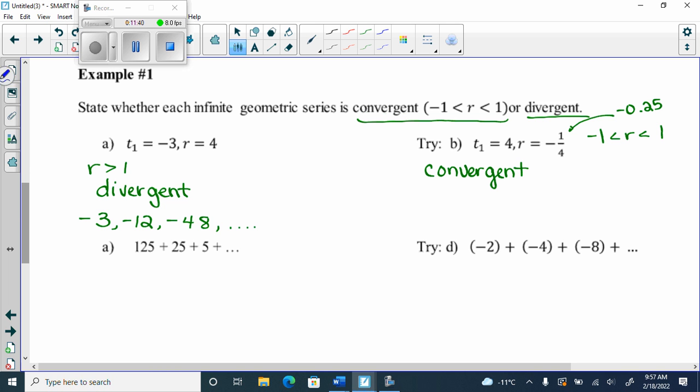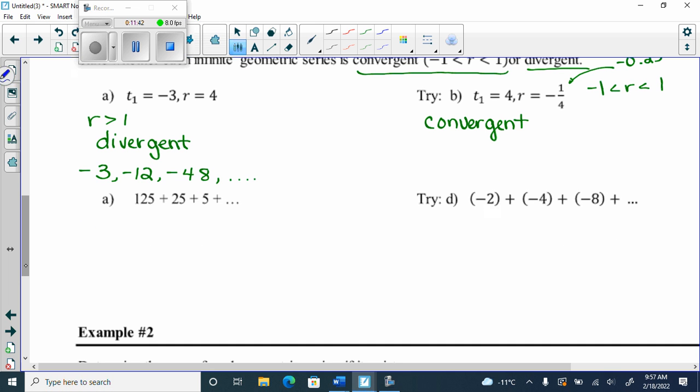I want you to do these two. You're first going to have to find r. So for this one, r is going to equal 25 divided by 125, which is 1 over 5. Does 1/5 fall between negative 1 and 1? Yeah, it's 0.2, correct? So this is convergent or divergent? Convergent. Because it converges to a sum. Because negative 1 is less than r is less than 1.